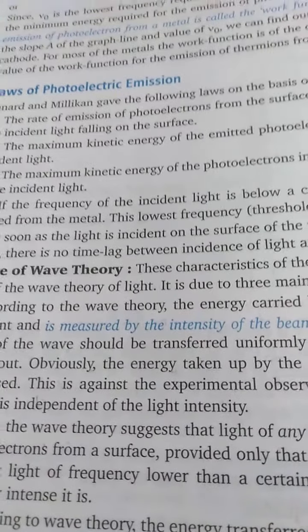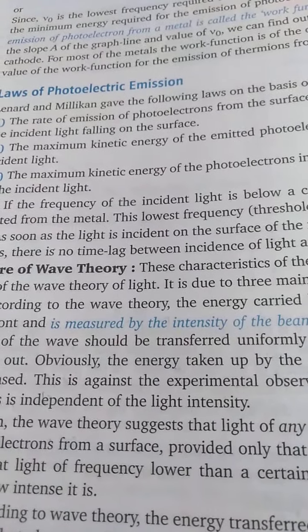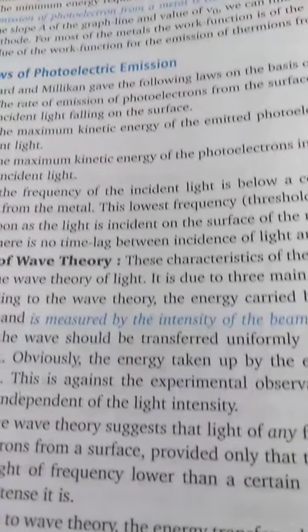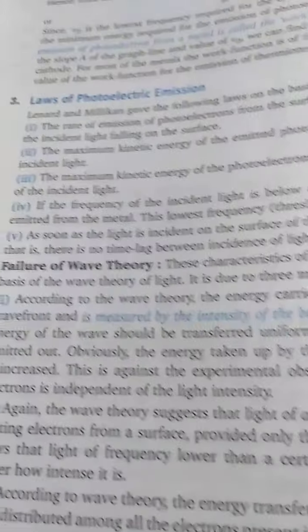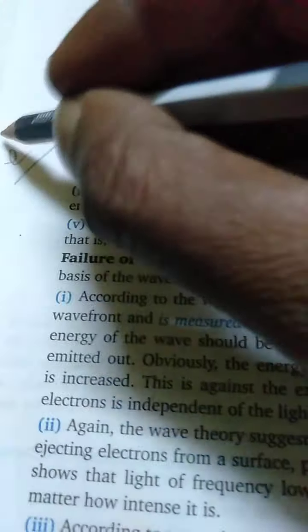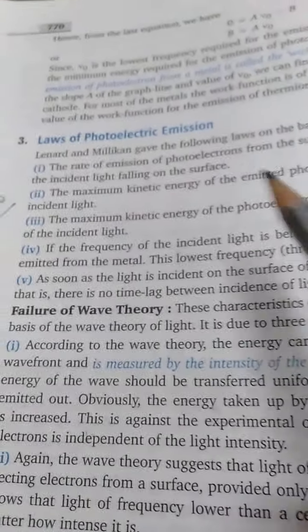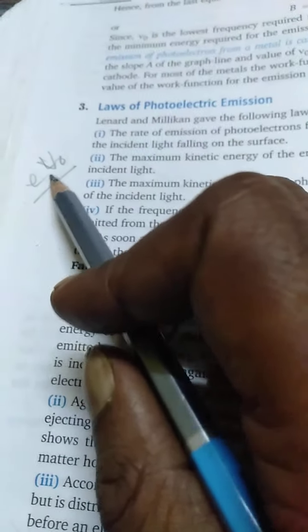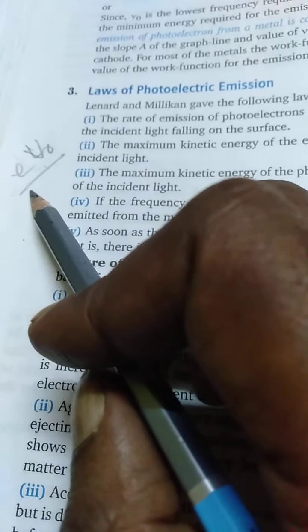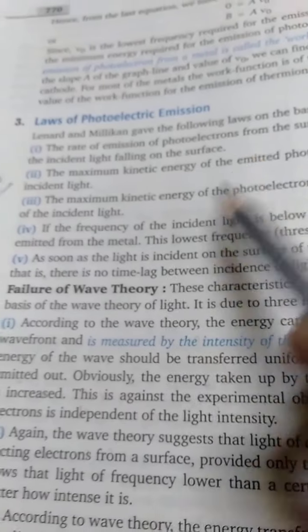See, maximum kinetic energy does not depend upon intensity. We have seen that even if we increase the intensity, the stopping potential is the same. So what is the formula for stopping potential? It is eV0. This V0 will be the same even if we increase the intensity. That is why this point is given: the maximum kinetic energy, that is eV0, is not affected by increasing the intensity.